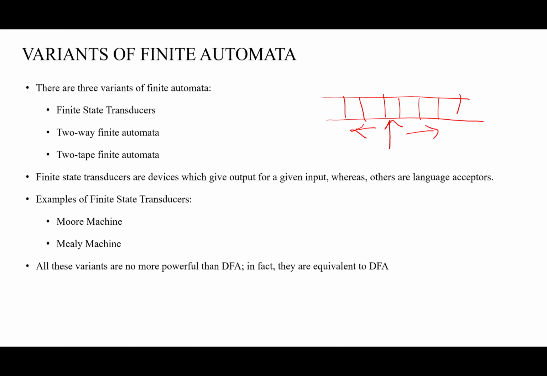whereas others are language acceptors. Examples for finite state transducer are the Moore machine and the Mealy machine. So these are the two basic examples for the finite state transducer. Moore machine means output depends only on the current state, so each state has an associated output. And in a Mealy machine, output depends on the current state and the input symbol, and it is generally more compact than the Moore machine. All these variants are no more powerful than the DFA. In fact, they are equivalent to the DFA.